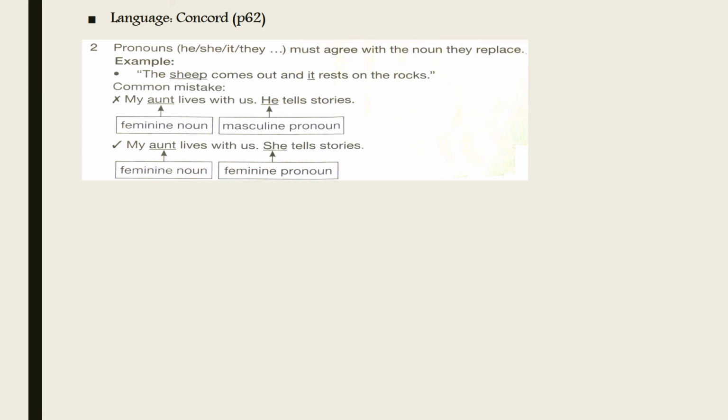But if you know the gender of your noun, you need to use a pronoun that relates to that specific noun. In the example you can see, my aunt lives with us. Aunt in this case was feminine. Therefore, you had to make use of a feminine pronoun, which in this case becomes she. So now you can see in the whole example, my aunt lives with us. She tells stories. Your pronoun relates to your noun. Therefore, there's an agreement between them.